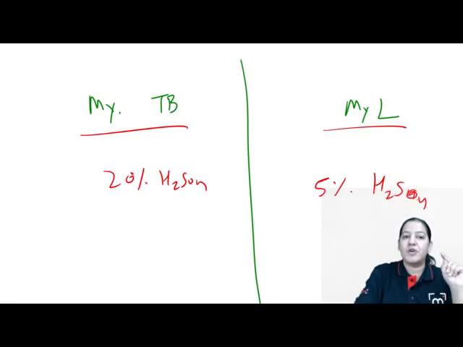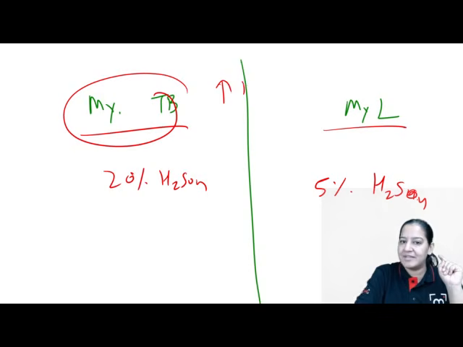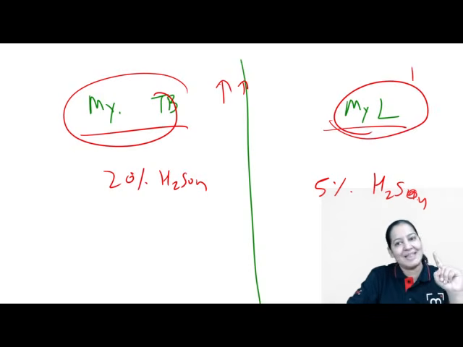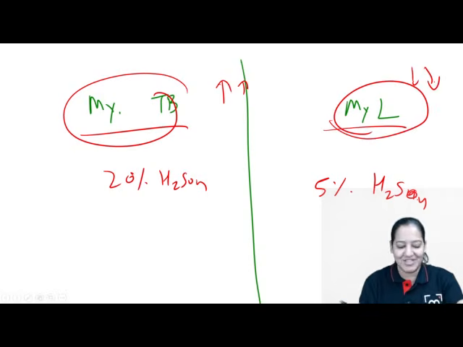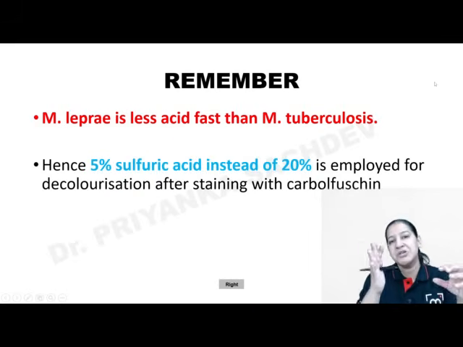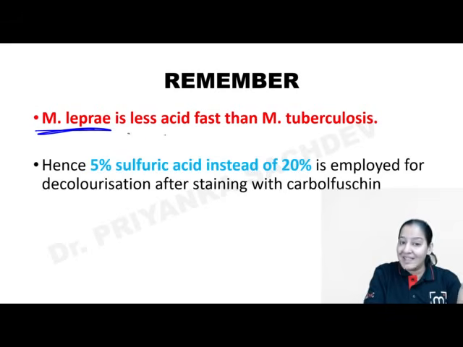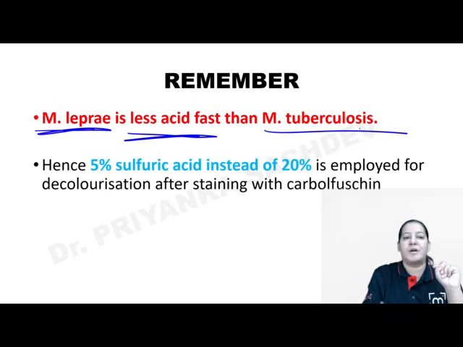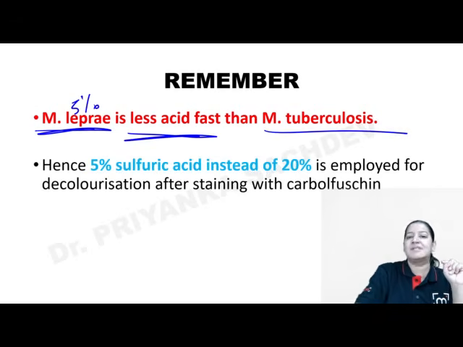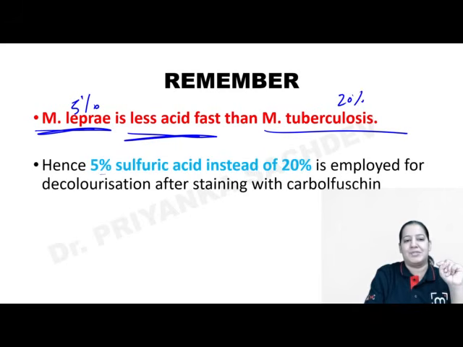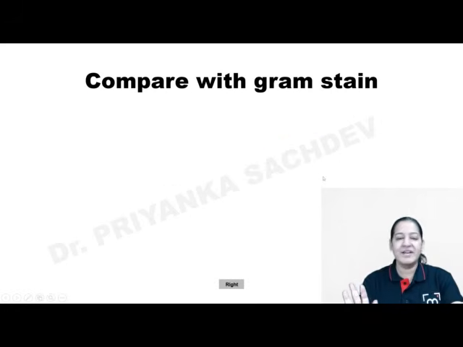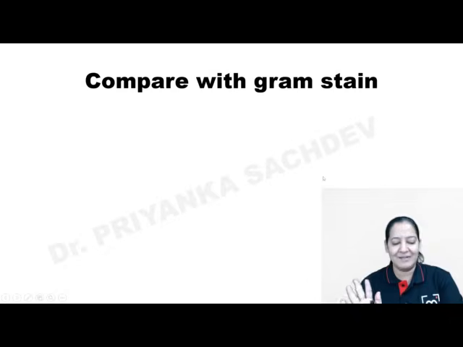So can I say Mycobacterium tuberculosis is more acid fast, or Mycobacterium leprae is less acid fast, as compared to each other when we compare the 2 mycobacteria? So read this line. Again, a very important line. Mycobacterium leprae is less acid fast as compared to Mycobacterium tuberculosis because it requires 5%, while tuberculosis requires 20% H2SO4. Very important question, right?